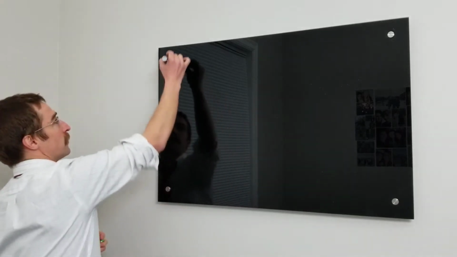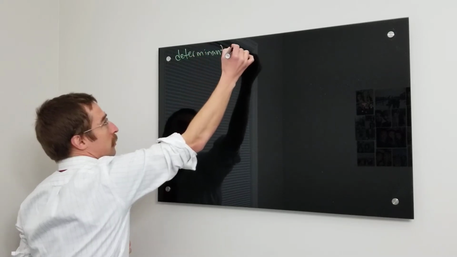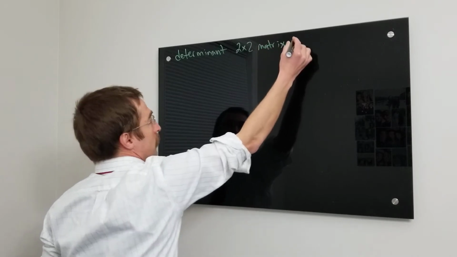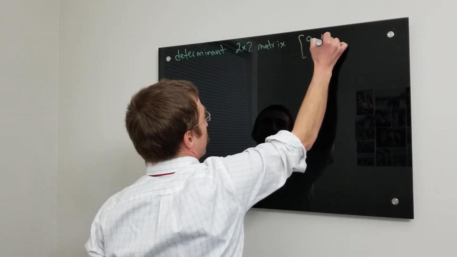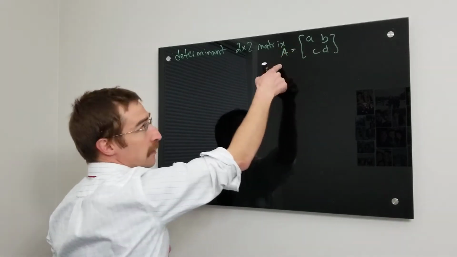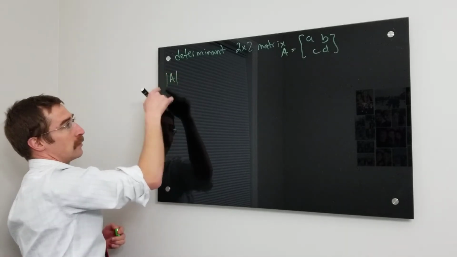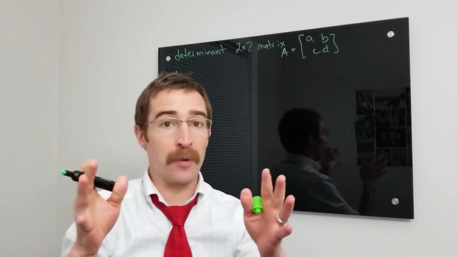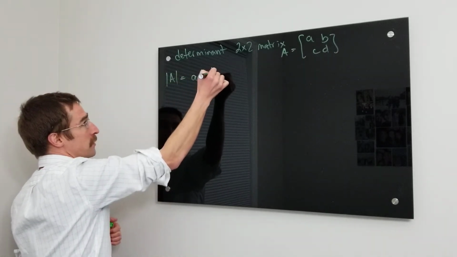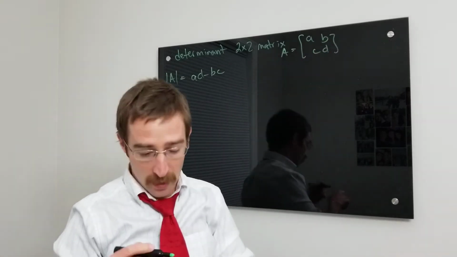So the determinant for a 2x2 matrix where it's A, B, C, D. If this is matrix A equals A, B, C, D, then the determinant, which we denote with the absolute value bars around the A, equals AD minus BC. So the product of these two entries minus the product of those two entries.